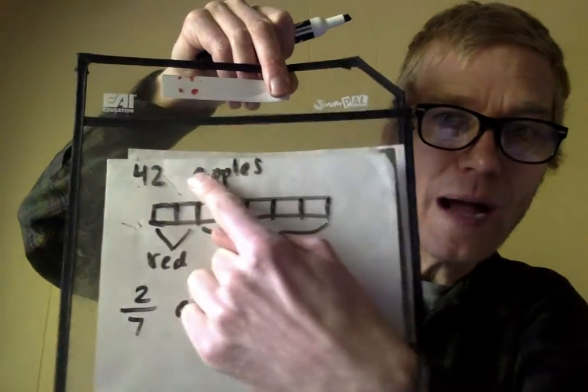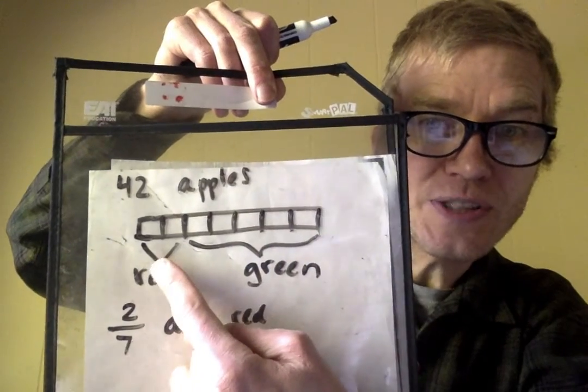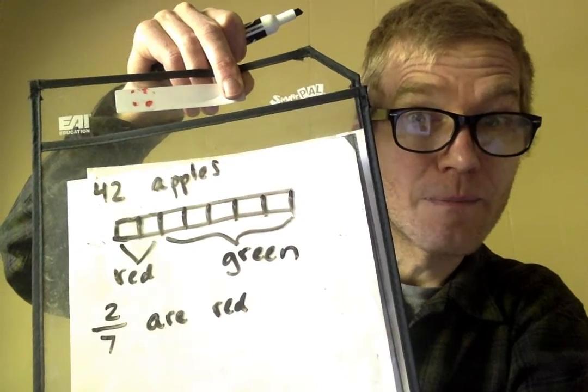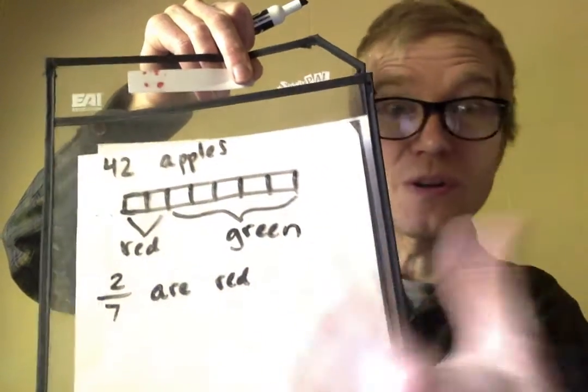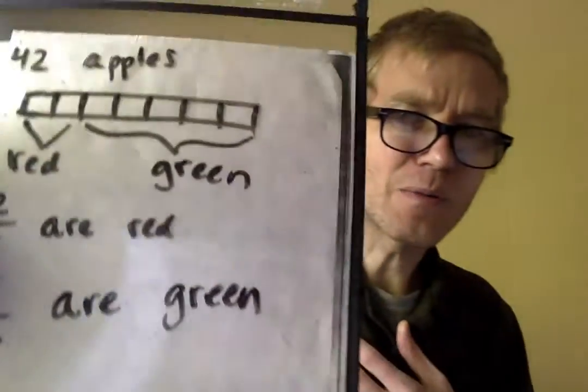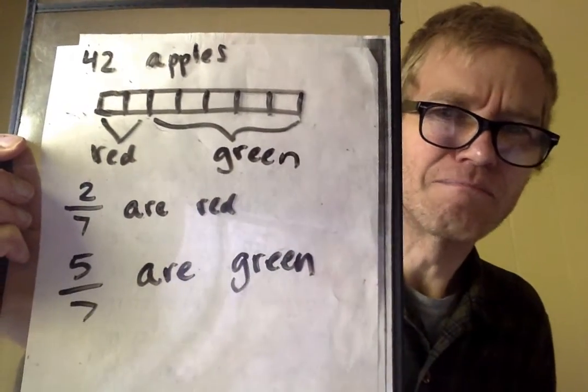Well, let's see. We got 42 apples up top, 42 total. We put them into 7 equal piles. 2/7 are red. So how many 7ths are going to be green? Well, 2/7 plus what equals the whole thing, the 7/7? It's going to be 2 plus 5. So 2 piles are red of the 7 piles. 5/7 are green. And they're asking us, how many apples are green?